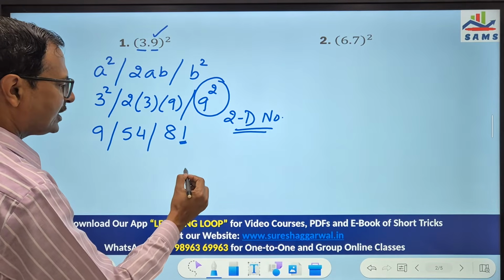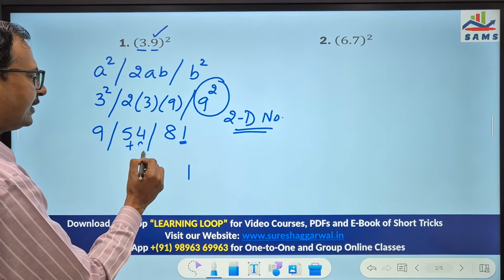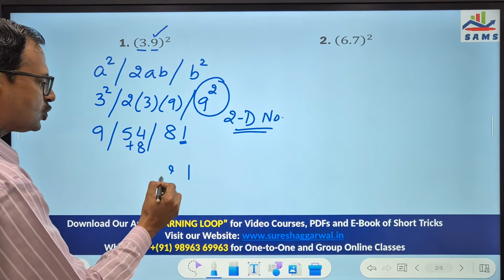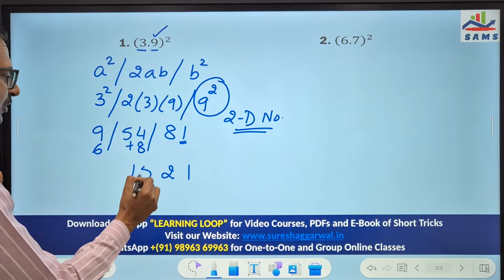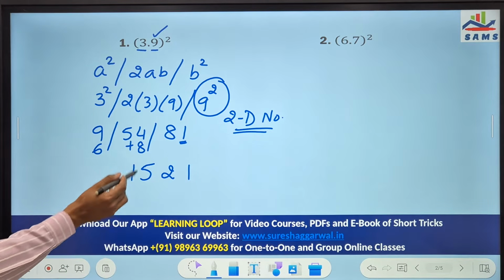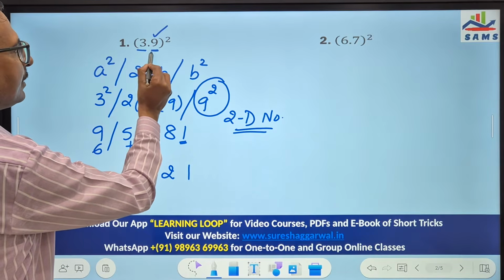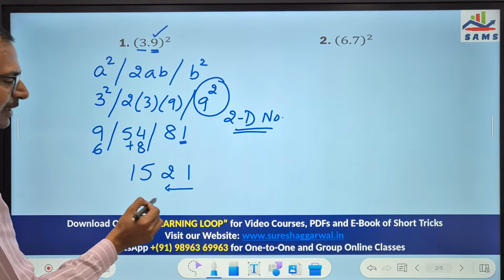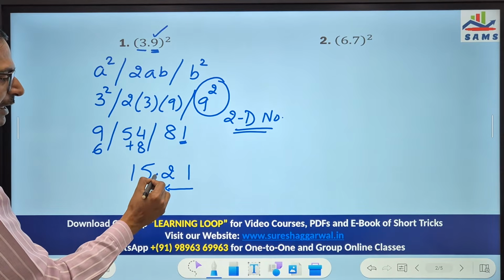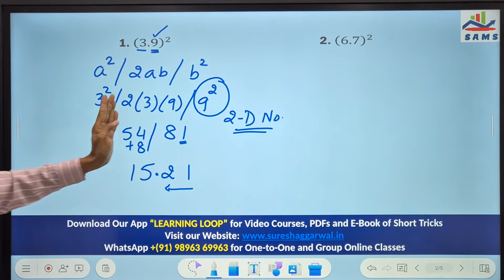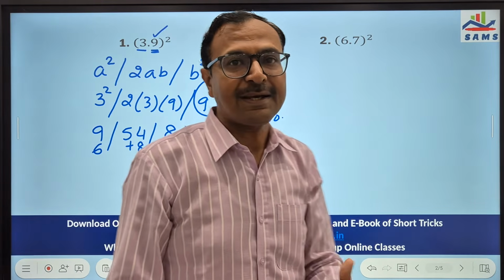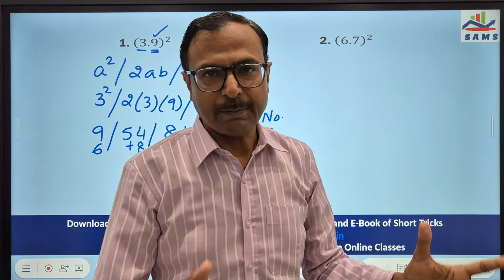Now I will retain the unit digit 1, carry forward the 8 here. So this becomes 62. So 2, 6 carries forward here. 9 plus 6, 15. So 1521. And where do you put the decimal now? We have one digit after the decimal in the number. So 2 digits after the decimal in the square. That is 15.21 is the square of 3.9. So you can see there are 3 steps which are written here, and all 3 steps slowly will vanish when you start practicing, and surely you are going to reduce the number of steps.